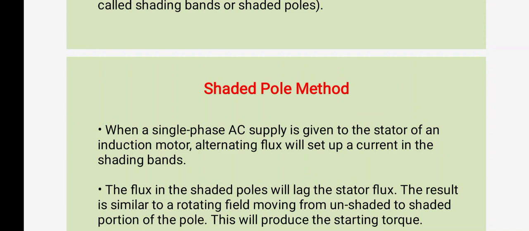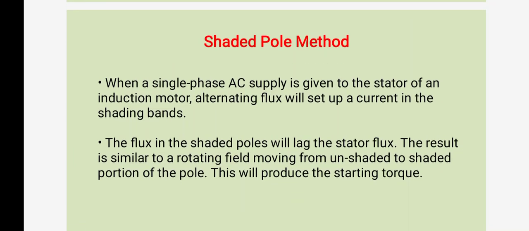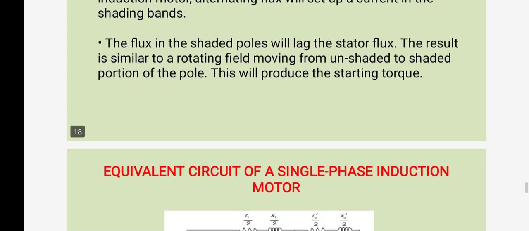When a single phase AC supply is given to the stator of the induction motor, the alternating flux will set up a current in the shading bands. The flux in the shaded poles will lag the stator flux. The result is similar to a rotating magnetic field moving from the unshaded to the shaded portion of the pole. This will produce the starting torque. By this method, the motor starts rotating.